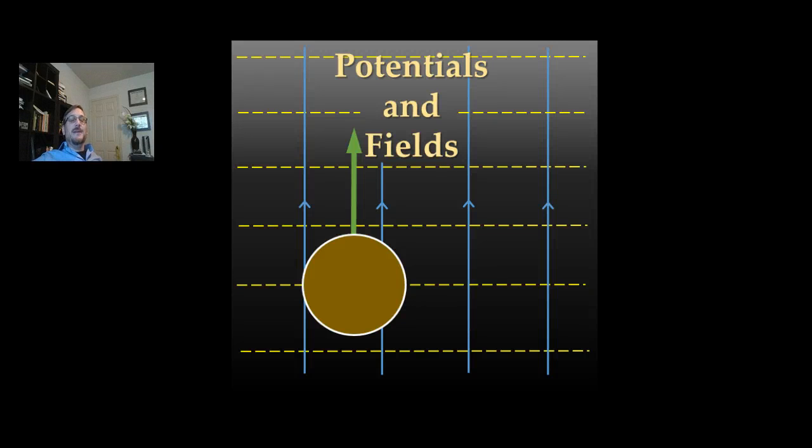Howdy, I'd like to talk about potentials and fields. Potentials and fields are two different things that you get with electric charges. The electric field is a vector field at all points in space that tells you what kind of force you'll have on a charged object if you put that charged object there.